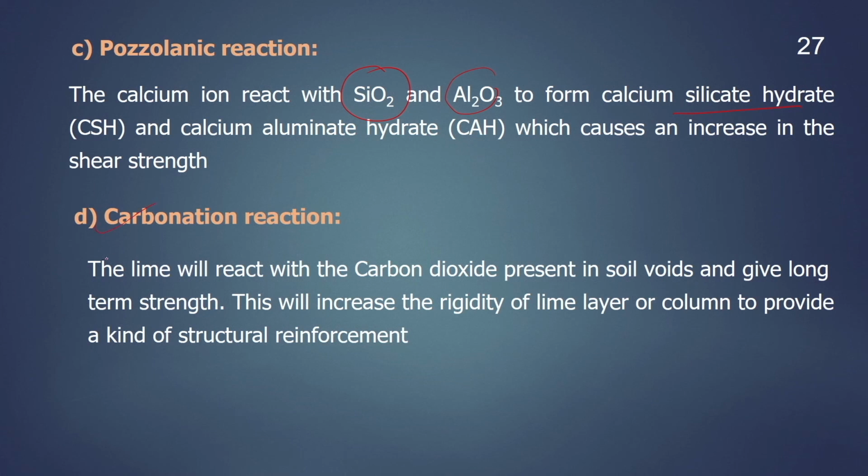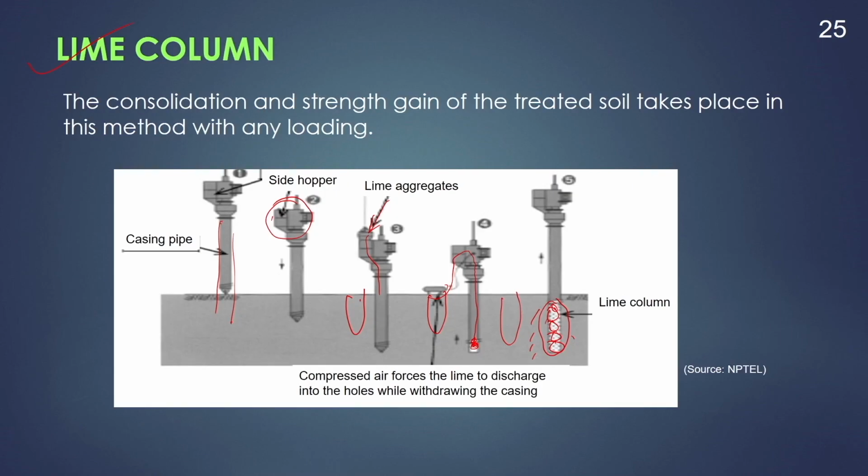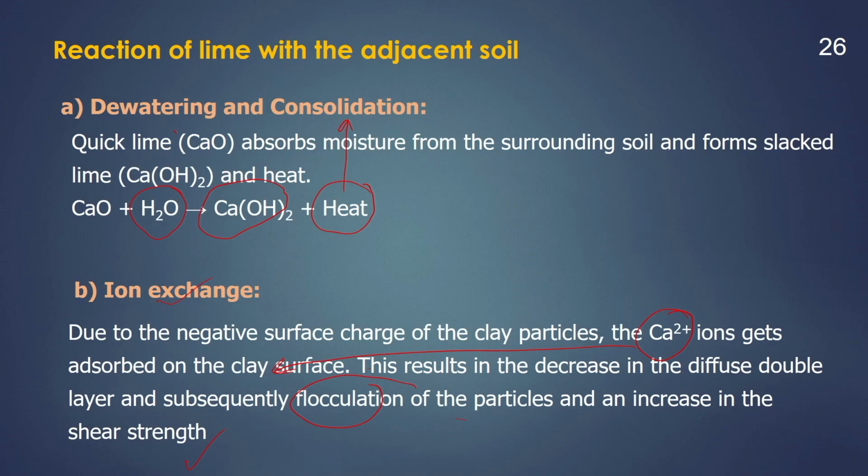Another process, the carbonation, will also take place. In the carbonation process, the lime reacts with carbon dioxide present in the atmosphere as well as in the soil voids, and that will impart long term strength gain to the soil. Although the strength gain in this process will be less in comparison to the pozzolanic reaction, this will increase the rigidity of the lime layer or column to provide a kind of structural reinforcement. So, these are the different types of reactions which can take place in a lime column on the surrounding soil, and thereby it will increase the strength of the surrounding soil.